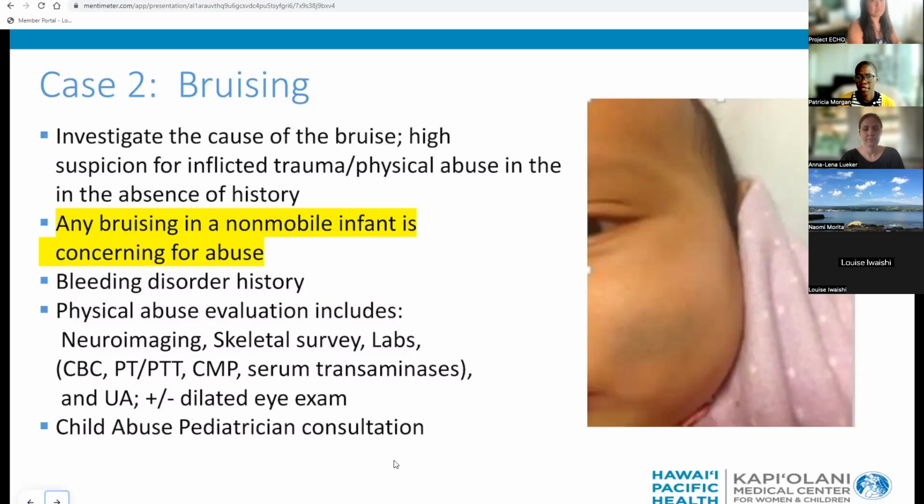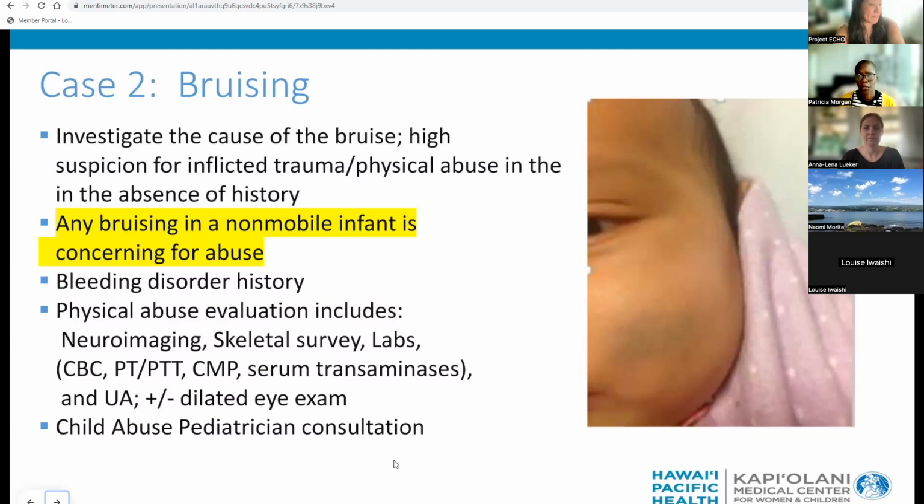Now I put plus or minus dilated eye exam, but if there's facial trauma and they're under 6 months of age, you're going to get an ophthalmology consult, regardless of whether their CT is negative or not. And then I'm always putting in a plug. You can always call us if these kids are in your office and you have a question, so that we can help discuss and decide what's the best management.